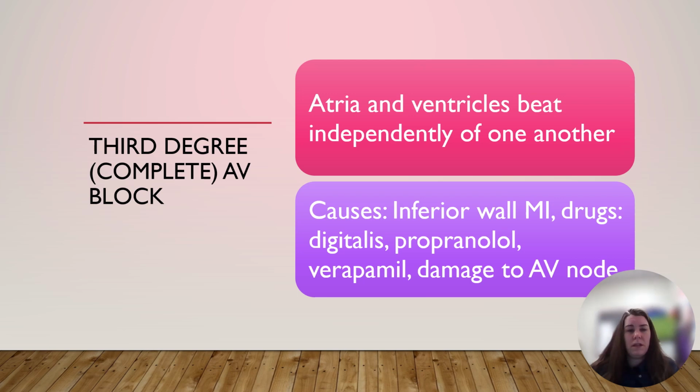And last but not least, we have our third degree or complete AV heart block. And this is when the atria and the ventricles beat independently of one another. So that's fun. They kind of just do their own thing. Some causes: inferior wall MI, certain drugs, digitalis, propranolol, verapamil, or damage to the AV node.